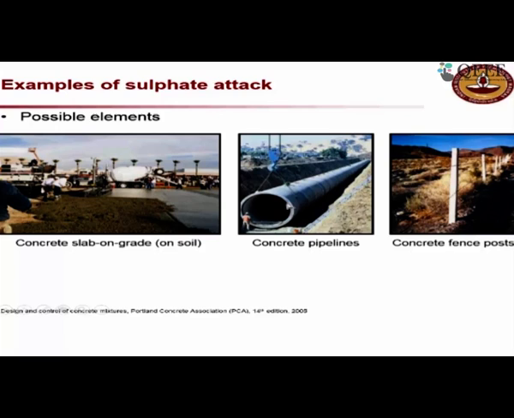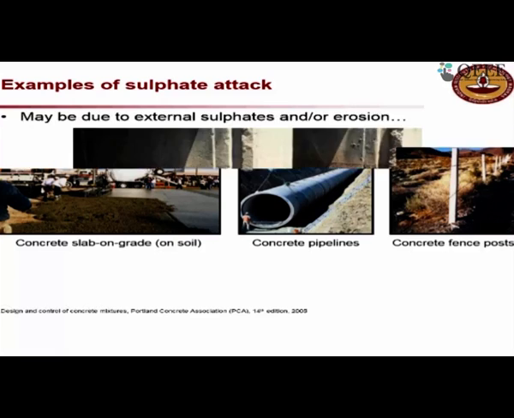Now, here is another example, which is a concrete pipeline. Again, soil will be filled around this pipe. If that soil has a lot of sulfate, then again you will have severe sulfate attack on these concrete pipes. Another example is a lamp post or a fence, as you see in this picture, which is embedded or driven into the ground. If the soil near this concrete element has a lot of sulfate, it can cause damage and disintegrate the concrete.